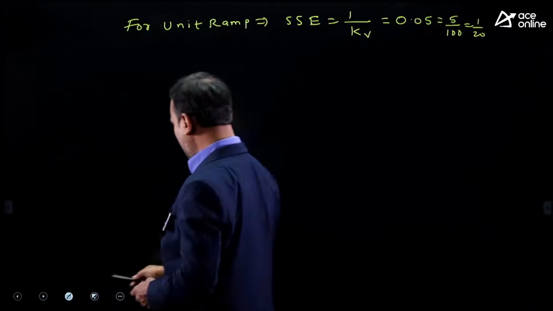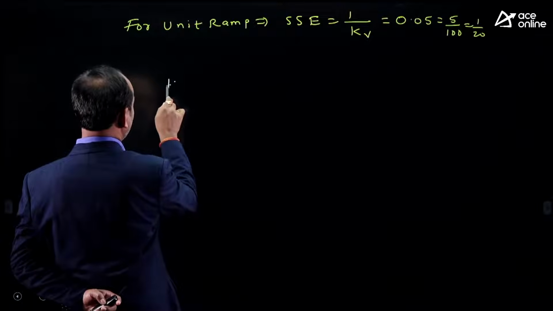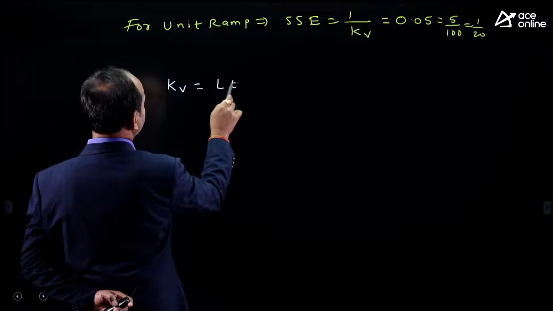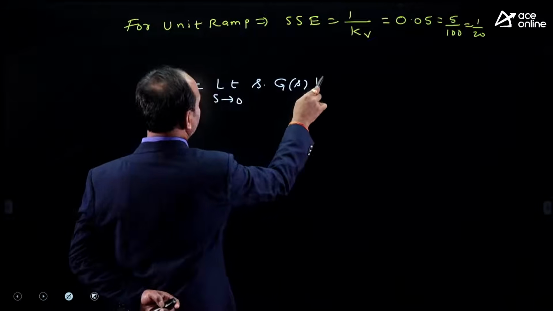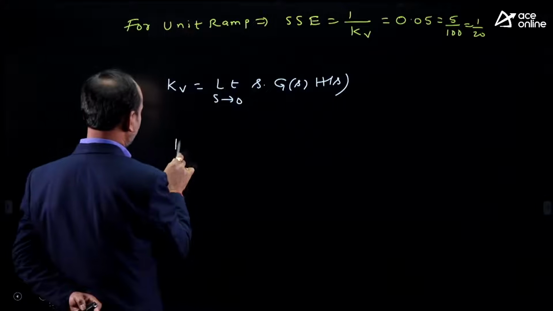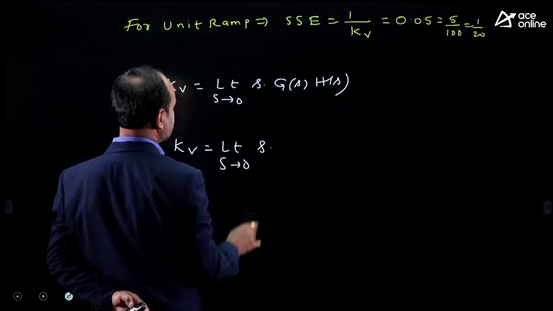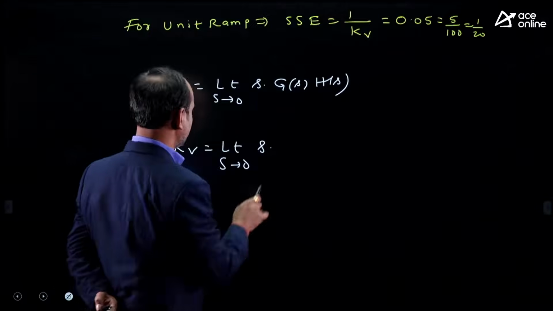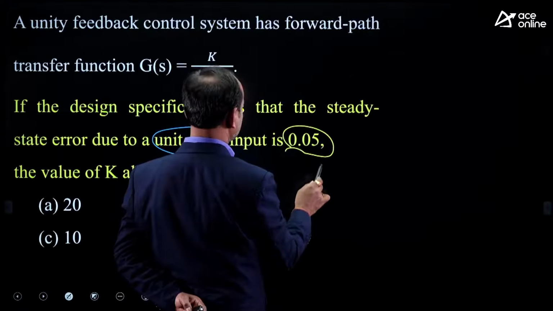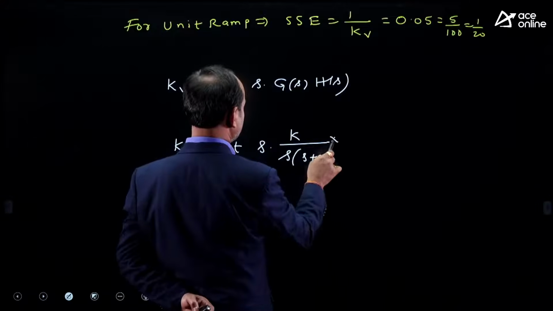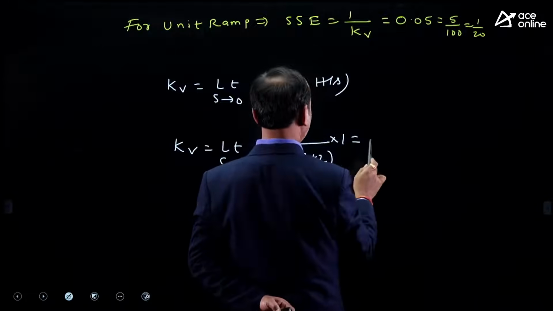Now what is Kv equal to? From this, Kv equals 20. Kv equals limit s tends to 0 of s times G(s) H(s). H(s) is given as 1. G(s) is given as K upon s into (s plus 2). So 1 by Kv equals 1 by 20, so Kv equals 20 only, dear.